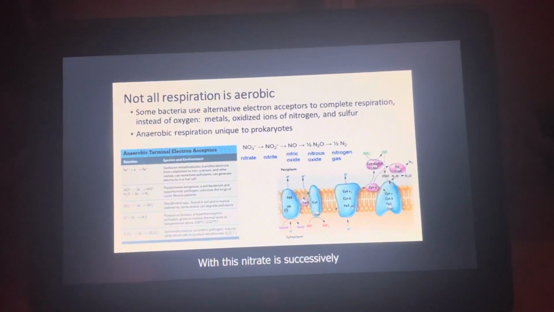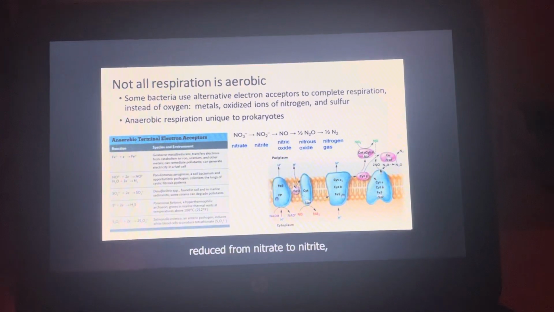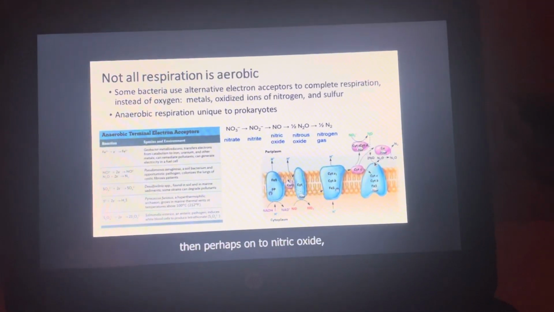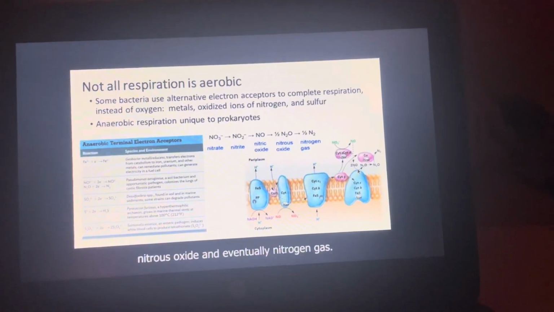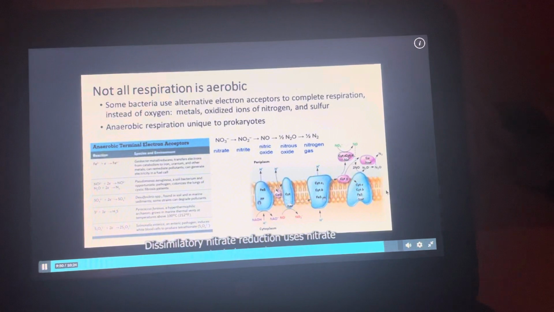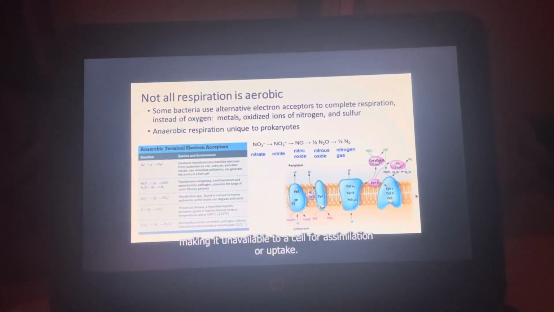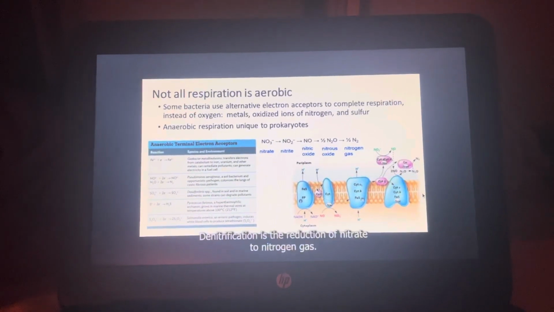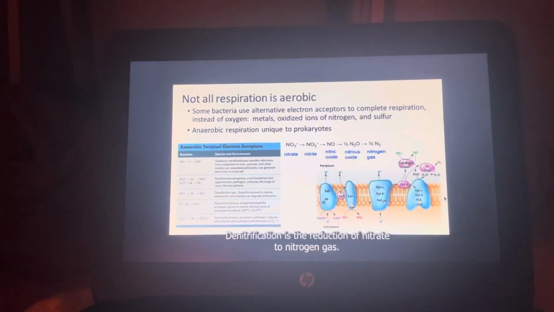With this, nitrate is successively reduced from nitrate to nitrite, then perhaps on to nitric oxide, nitrous oxide, and eventually nitrogen gas. Dissimilatory nitrate reduction uses nitrate as a terminal electron acceptor, making it unavailable to a cell for assimilation or uptake. Denitrification is the reduction of nitrate to nitrogen gas.